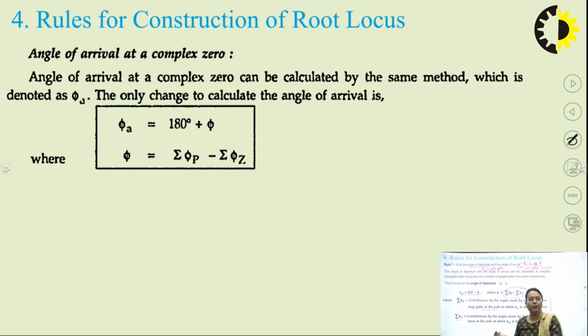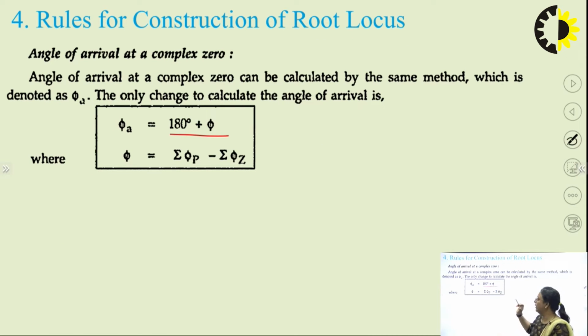And angle of arrival is just the reverse. This will be 180 degree plus phi, and the phi is same, that is phi p minus phi z. This is the contribution of all other open loop poles to this particular zero, right? And at which we have to find out the angle of arrival, and this is the contribution of all other open loop zeros at this complex zero at which phi a is to be calculated.